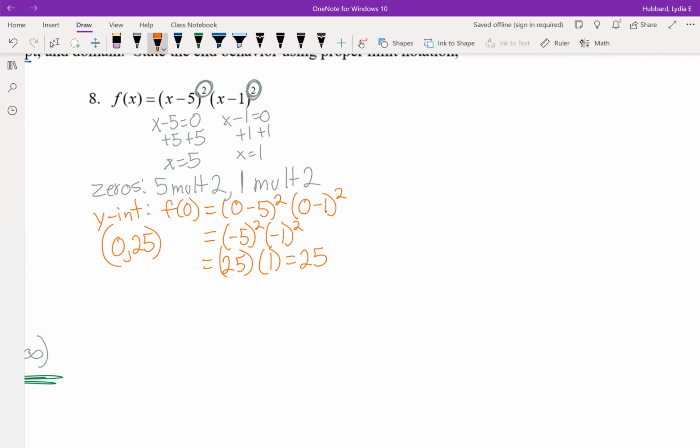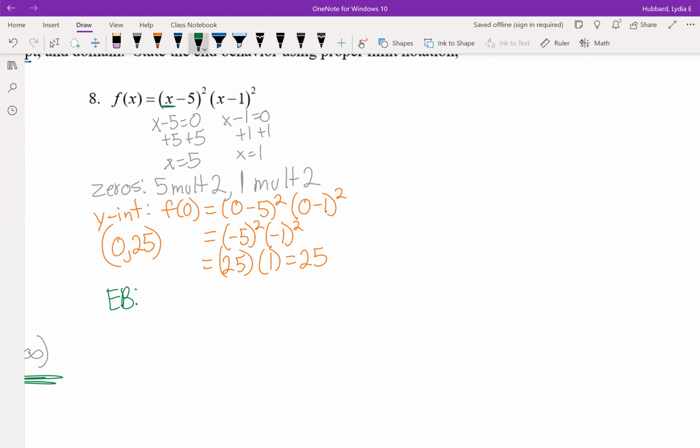Okay, and hopefully we know that a negative squared is going to be positive. Okay, so we got that. Now we are going to list our end behavior. Our end behavior is going to be determined by our highest degree term. So we need to figure out what that is.